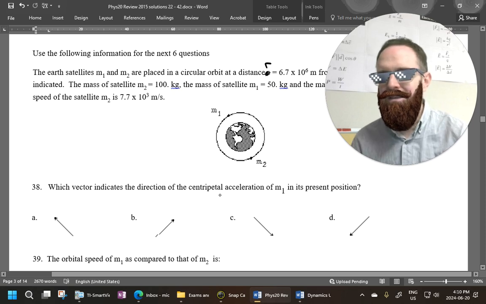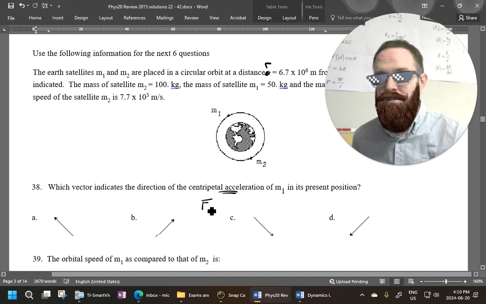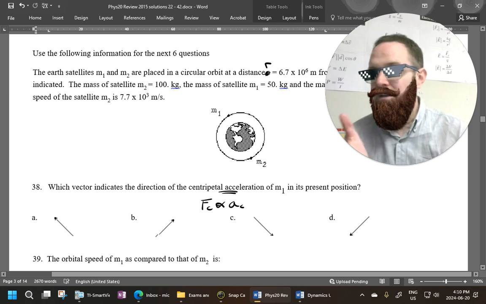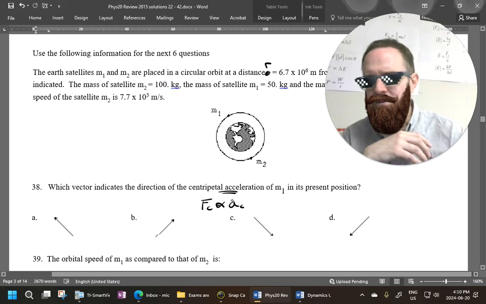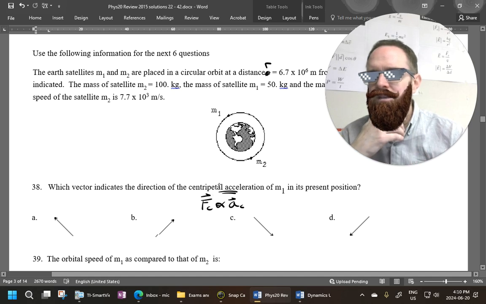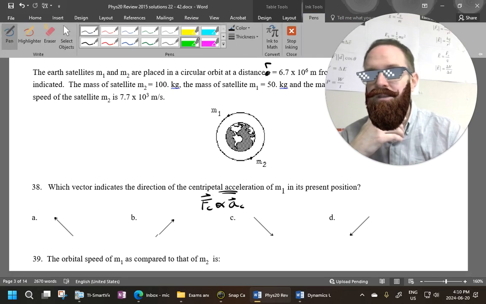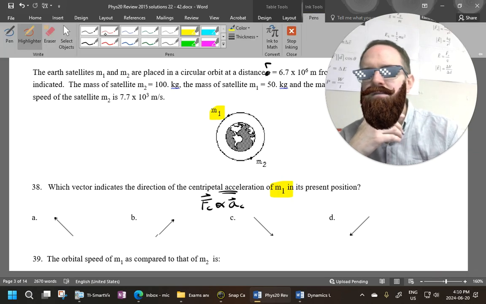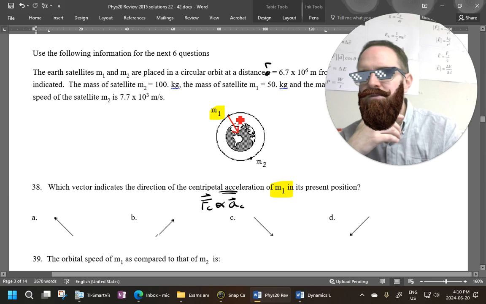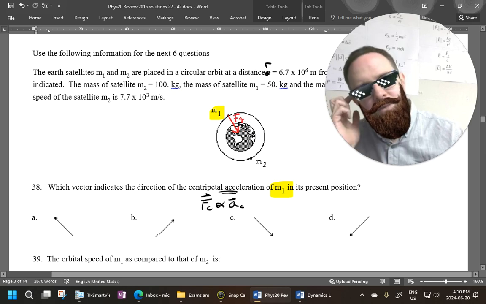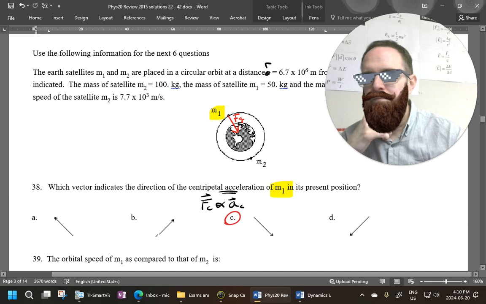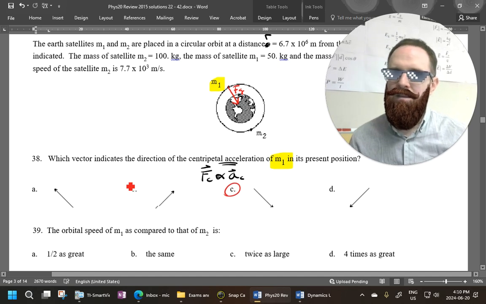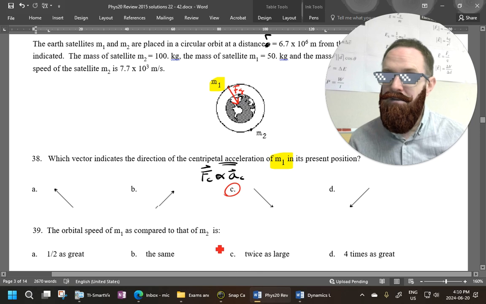The direction of the acceleration. Remember, the acceleration is proportional to the force. So they are proportional to each other. That's Newton's second law. So whichever direction the acceleration's in, that's the direction of the force. So if the force is inwards, so we're doing this on object 1 up here, if the force is inwards, that's gravity, then the acceleration must be inwards as well. So it's got to be that way. Okay, the orbital speed compared to that of 2. Okay, are they both the same?